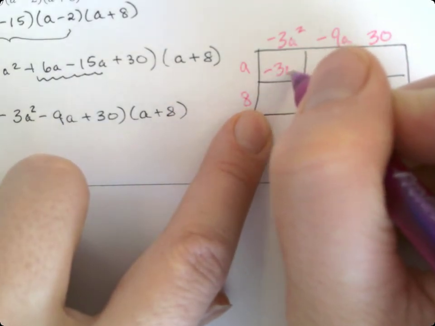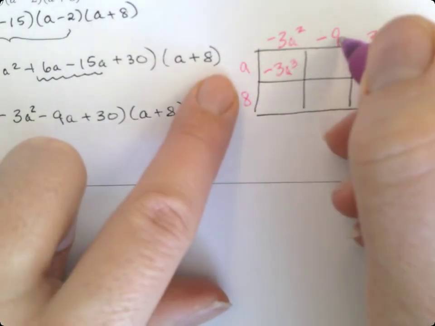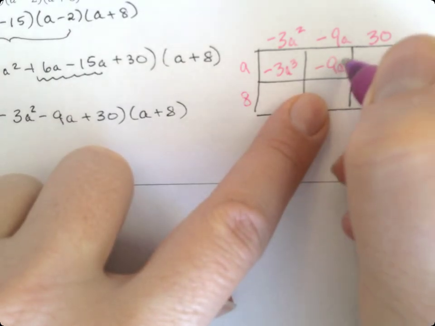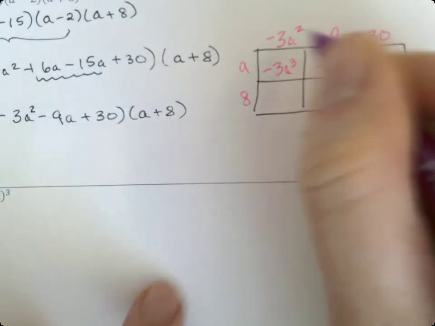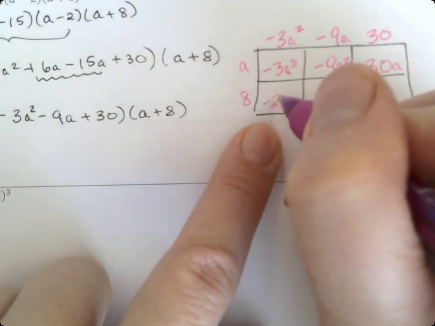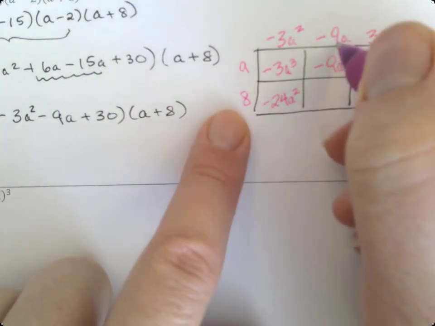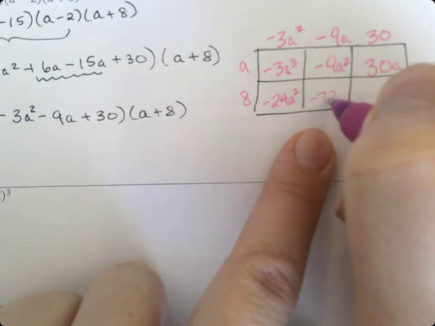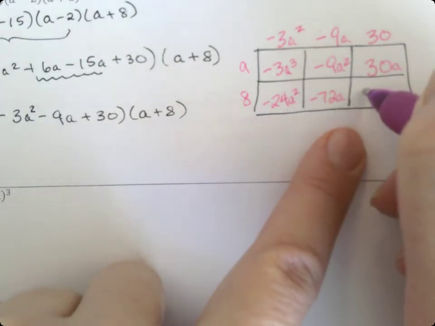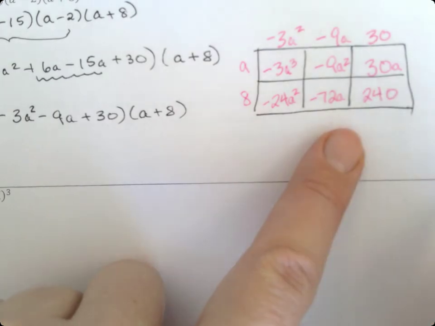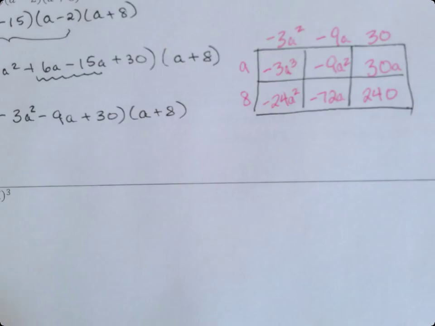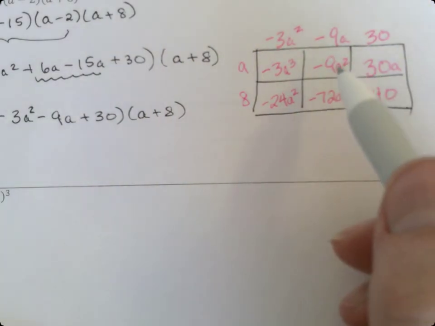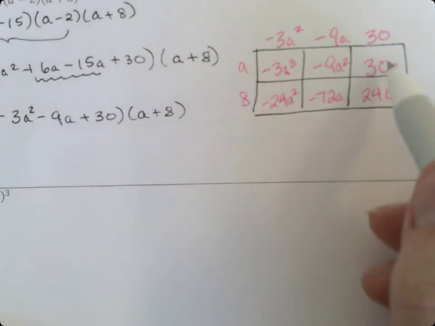Negative 3a to the third. This would be a negative 9a squared, and this would be a 30a. Then I come down, negative 24a squared. This would be a negative 72a, and 3 times 8 is 24. Tack on a 0. So this helps me compartmentalize it, and then I need to get my final answer by going through and looking in the boxes for like terms.